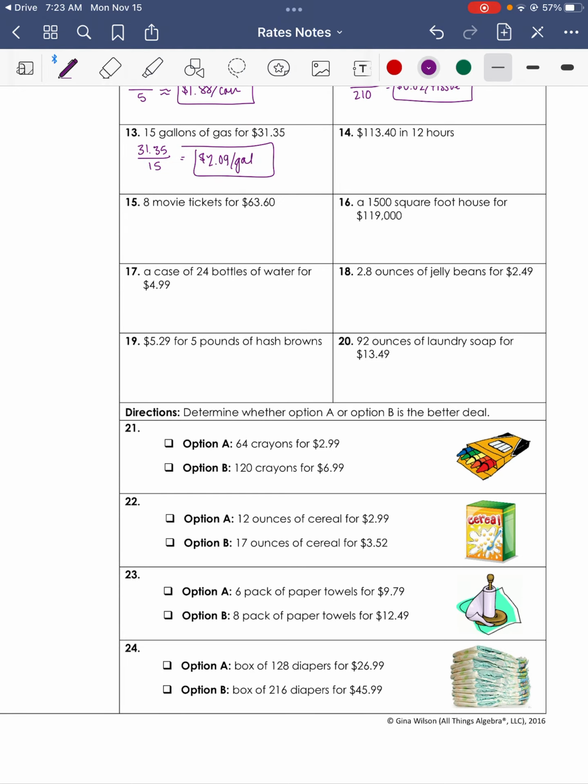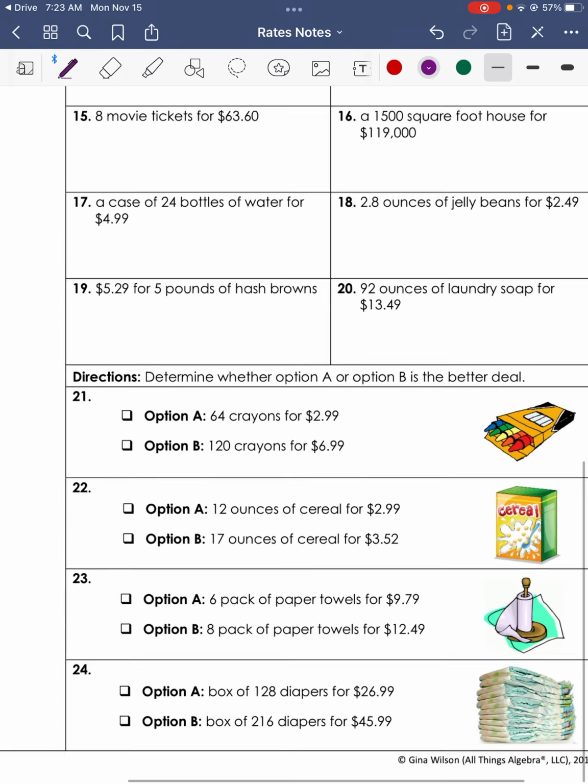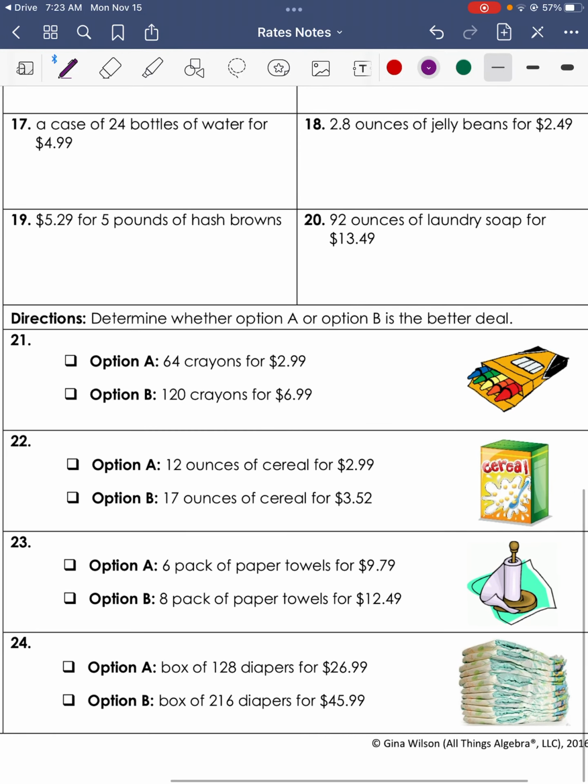Let's just take a look at this last one. It looks like there's a couple questions here. Determine whether option A or option B is the better deal. Option A, you can get 64 crayons for $2.99, or option B, 120 crayons for $6.99. In order to see what's the better deal, we need to know what the price is per crayon, what the unit price is.